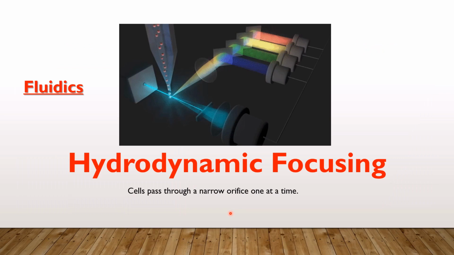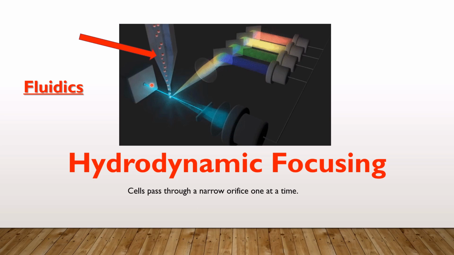First let's have a look at the fluidics part. The fluidics part of a flow cytometer involves hydrodynamic focusing. That is why I have highlighted this one, hydrodynamic focusing, because this is the most important thing you need in flow cytometry. To properly analyze cells or count the number of cells in the injected suspension, they need to pass through a narrow orifice one at a time. Hydrodynamic focusing is achieved by the sheath fluid. This is the cell suspension, this is the sheath fluid. This will help the cells to pass through a narrow orifice one at a time.